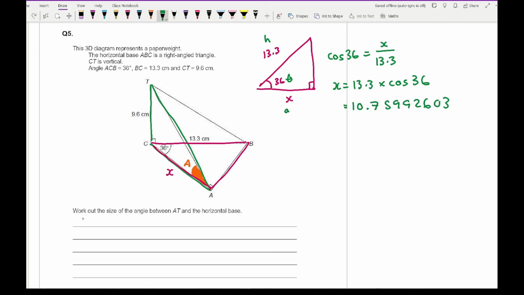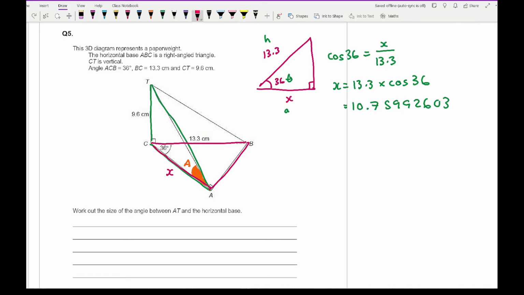10.75992603. Now, commonly students ask, what do I need to round this to? Can I round it to 10.8? Well, if you round it, you're going to lose some accuracy. If you're going to round your final answer to 1 decimal place, then I would suggest using numbers in between in your working out to maybe 2 or 3 decimal places. But it's entirely up to you. You could also use the exact value.